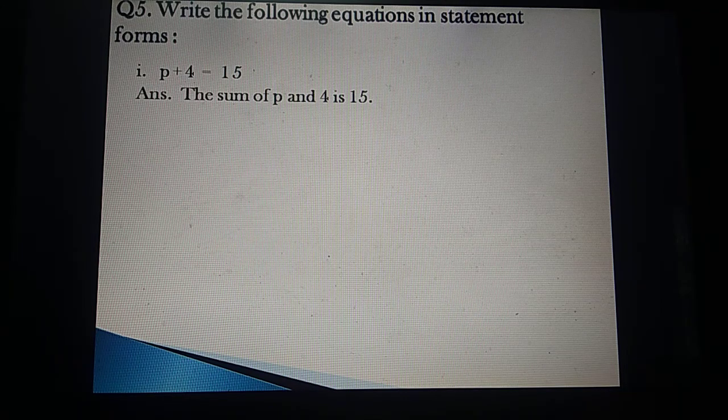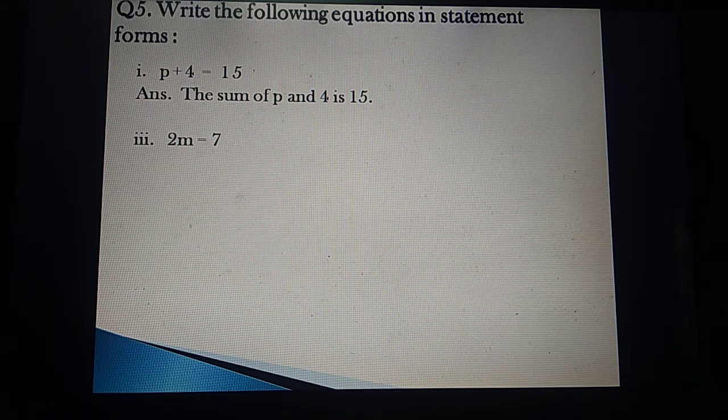Moving to question number 5, write the following equation in statement form. Equation is given to you and you have to write a statement for it. First part, solve LHS, p plus 4. P plus 4 means we are finding the sum of p and 4. And the result is 15. So your answer is the sum of p and 4 is 15.